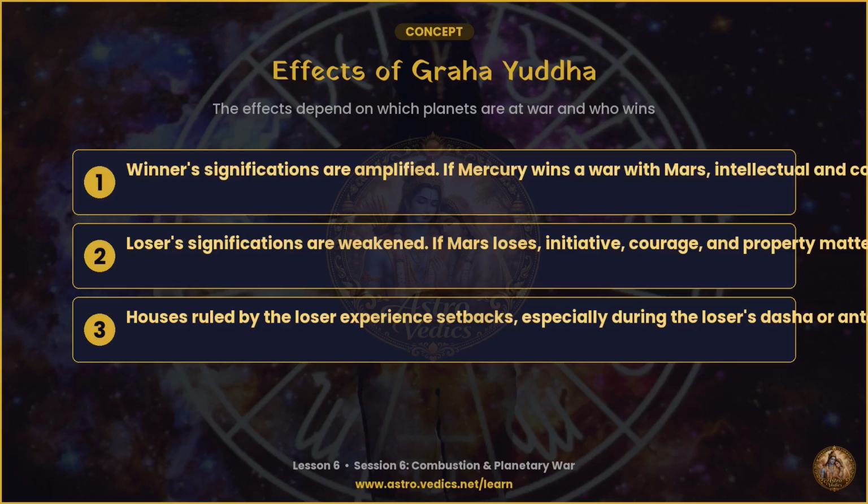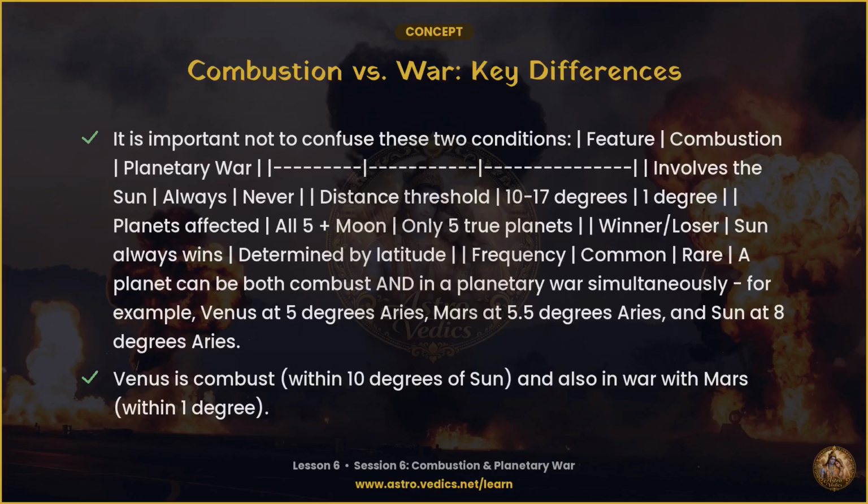Planetary war is relatively rare. Two planets must be within 1 degree, which does not happen in most charts. But when it does occur, its effects are noticeable and should be factored into the analysis. Combustion versus war: key differences. It is important not to confuse these two conditions.